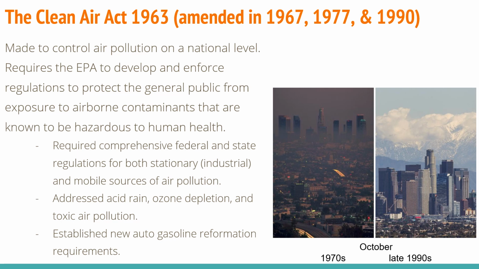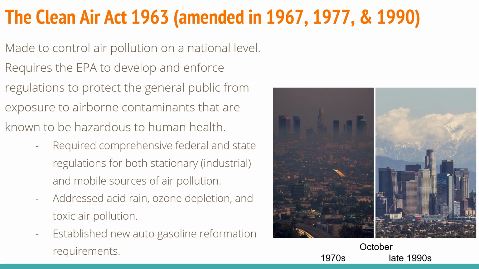When we're thinking about all of this air pollution, how do we fix it? Most commonly, the best answer that you would write on an FRQ is to create legislation. So this Clean Air Act of 1963, which was amended in 1967, 1977, and 1990, was made to control air pollution on a national level. It required the EPA to develop and enforce these regulations to protect the general public from exposure to airborne contaminants that are known to be hazardous to humans.